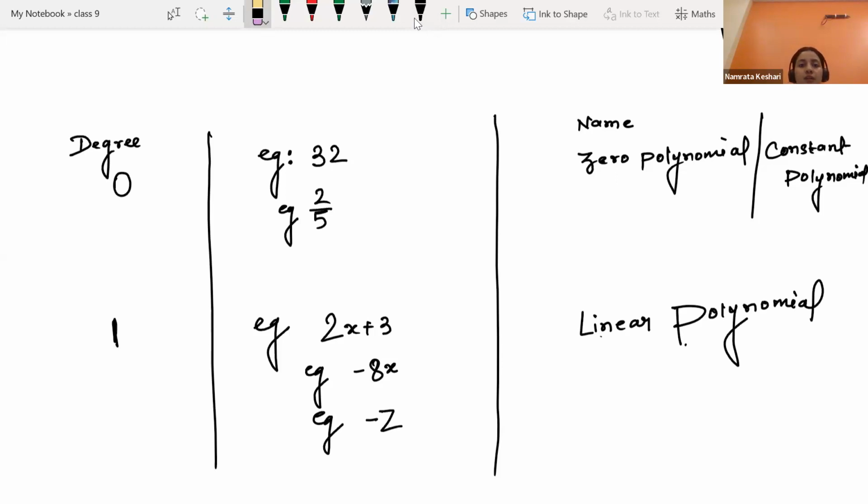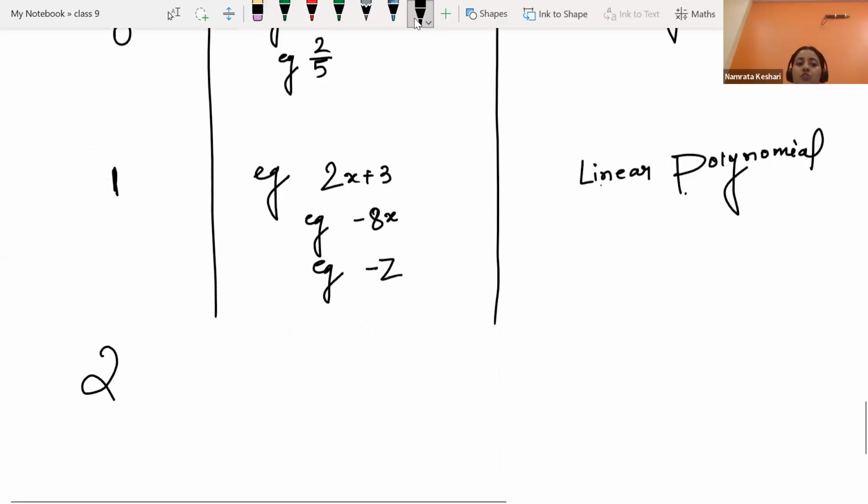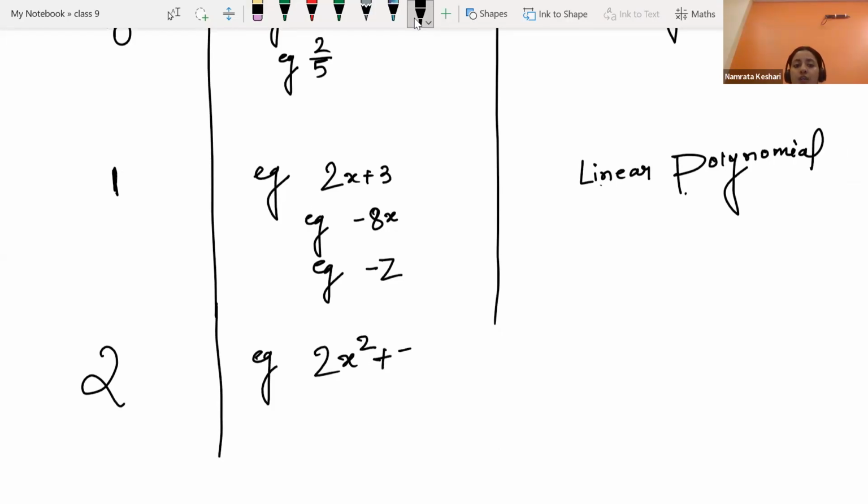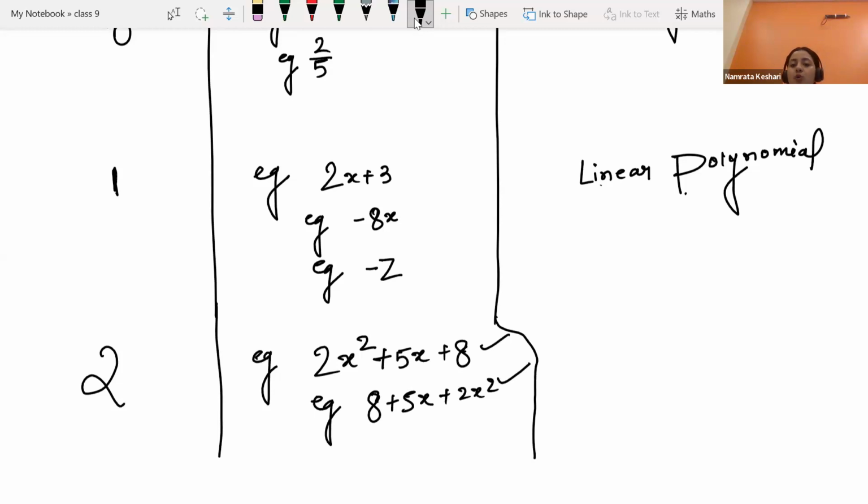Next, when the degree of the polynomial is 2, your polynomial will look like 2x square plus 5x plus 8. Even if it is arranged or not arranged, that means even if 8 is written first, then 5x, then 2x square, these two are exactly the same. Both have degree 2, and the name is called quadratic polynomial. Quadratic polynomial.